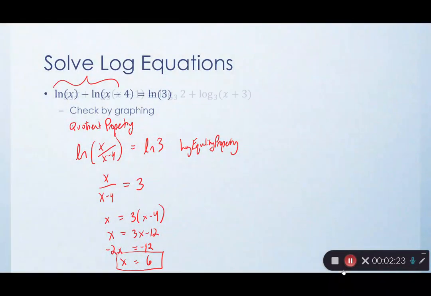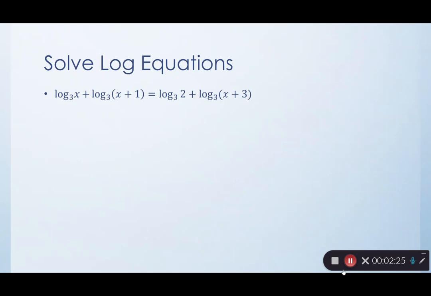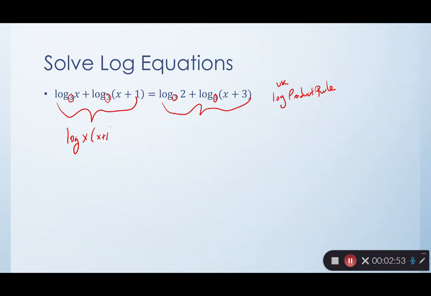All right, so we've got one more of these, and they just keep looking more complicated. So this one, you could combine all of them into one log, but that's going to get pretty unwieldy. But what we can do, since all of these are the same base, is basically what we did in the first one. We're going to use our log product rule to combine on each side. So we have log of x times x plus 1 is equal to log, let's see, I forgot the base 3, of 2 times x plus 3.